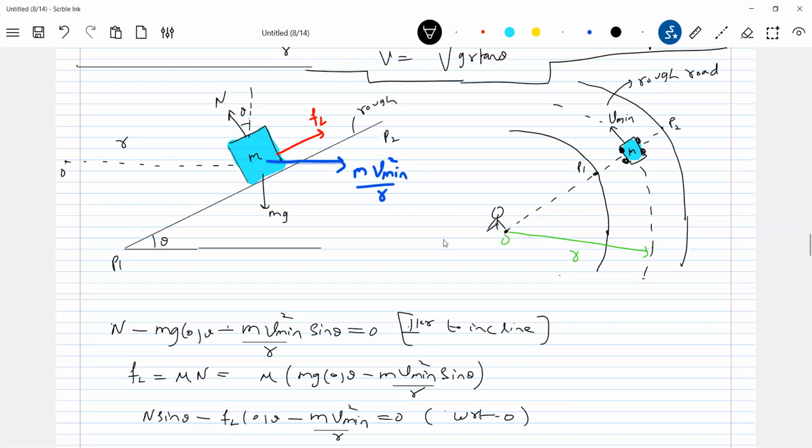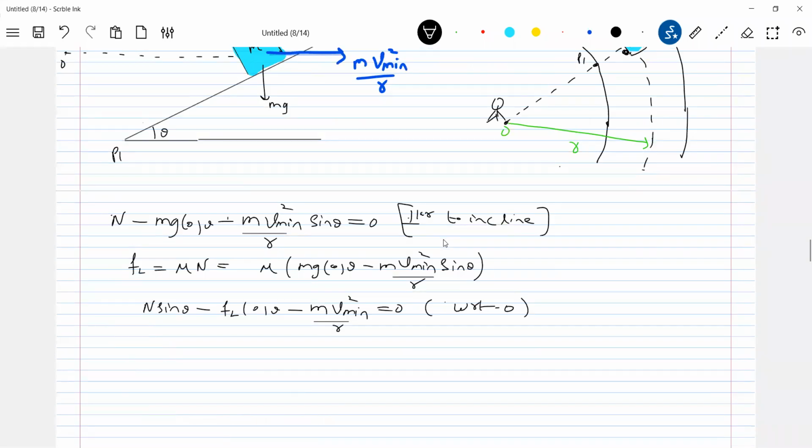So what you should do now is substitute the value of N, substitute the value of FL, solve it, and you'll get the expression for the minimum speed with which the car can move. If the speed is less than this, it is going to slide down. Okay, fine. So let's substitute all the values here. What is N equal to? Shouldn't it be plus, sir? mg cos theta plus m v square minimum sin theta by r. These things are negative. Yeah. Fine.